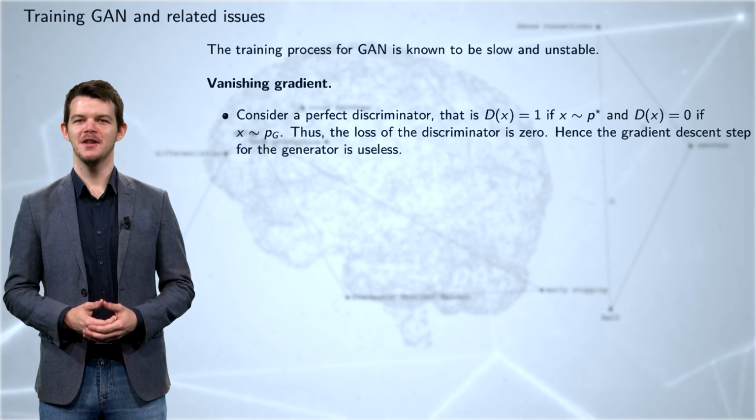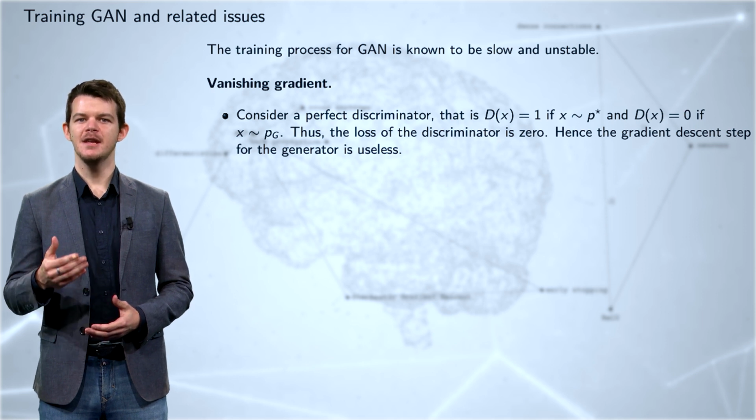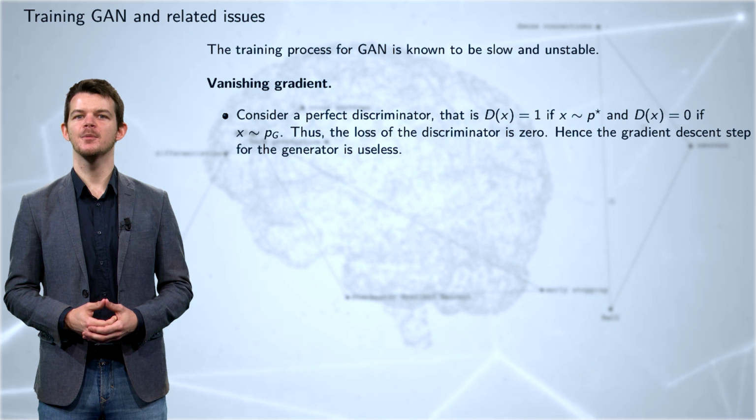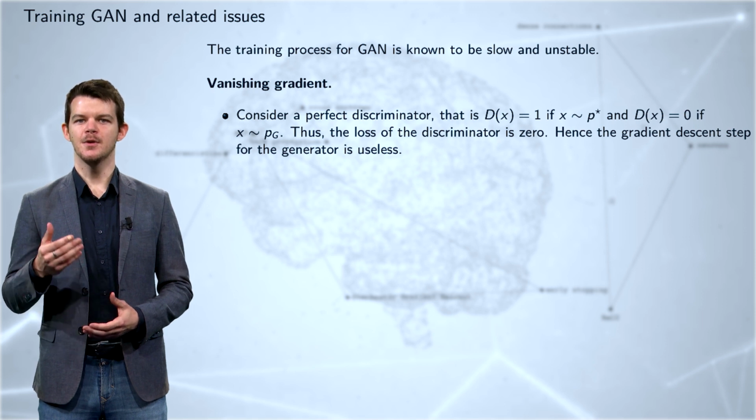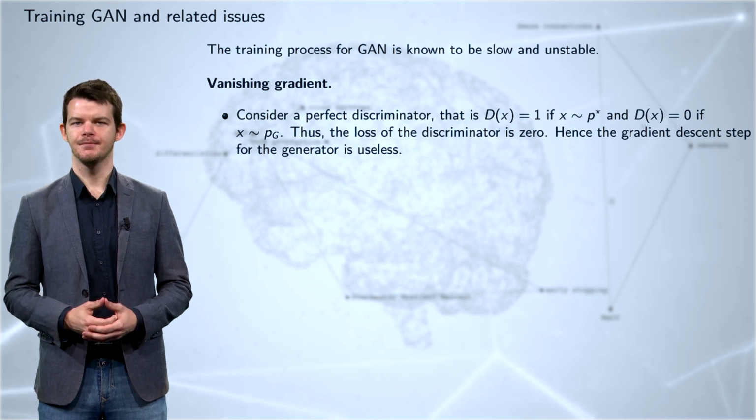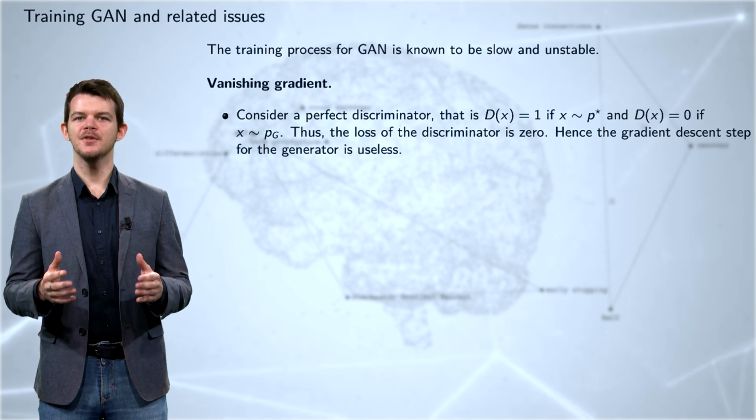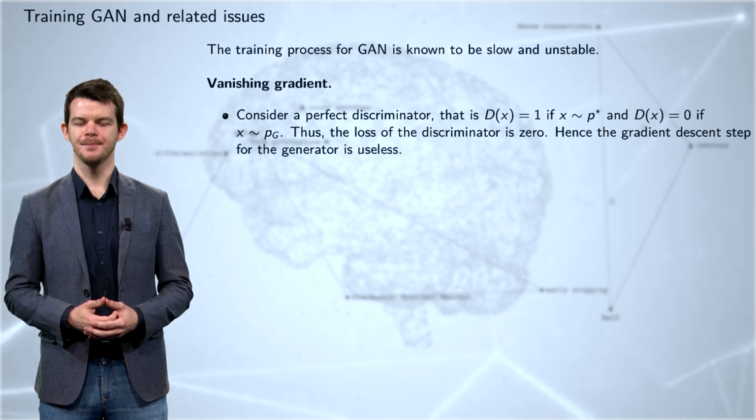Consider a perfect discriminator that is D(x) equal to 1 if x is generated from the true distribution, and D(x) equals 0 if x comes from the generator. Then the loss of the discriminator is 0. Hence, the gradient descent step for the generator is useless. This means that if the discriminator is perfect, it is impossible to train the generator.